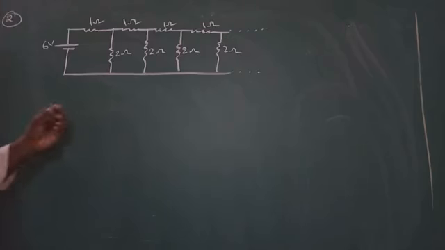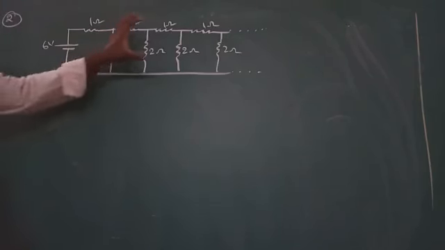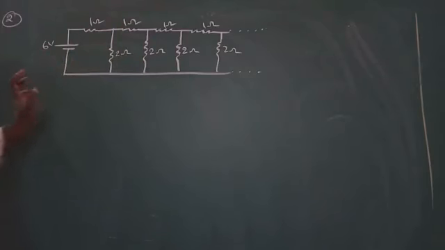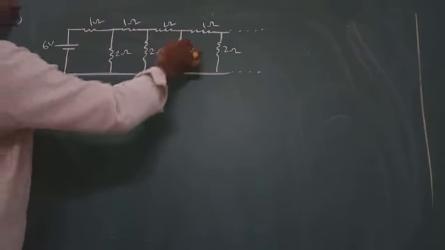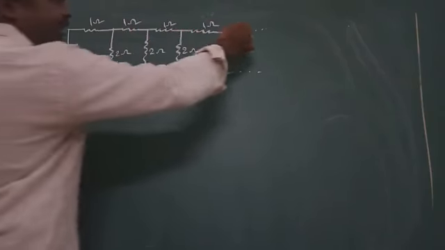The second question, children. See, this is an infinite ladder network. The circuit has 1 ohm, 2 ohms, 1 ohm, 2 ohms, 1 ohm, 2 ohms, 1 ohm, 2 ohms, like that.